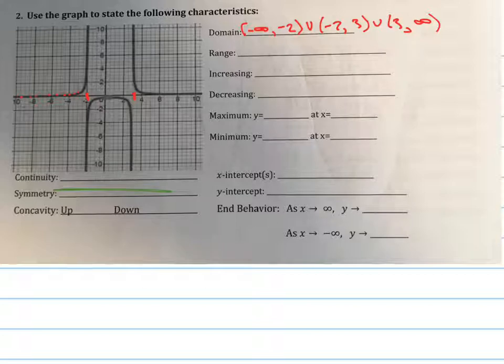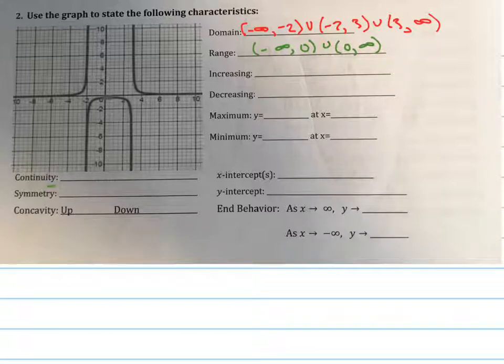I'm looking down here. Am I ever going to not touch the graph? Ever? No. Is there ever a y value that will not have a point sitting on it? Yeah, right. There is, right here. There is a horizontal asymptote, and that horizontal asymptote is at 0. So the range is going to be from -infinity to 0, union from 0 to +infinity. That's like saying everything but 0. Good? Yep.